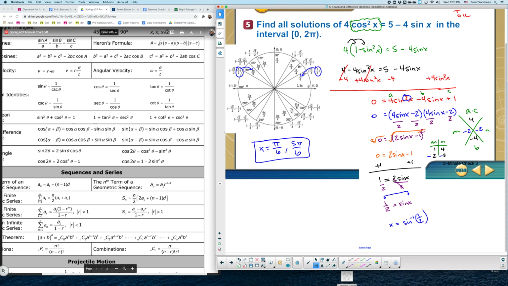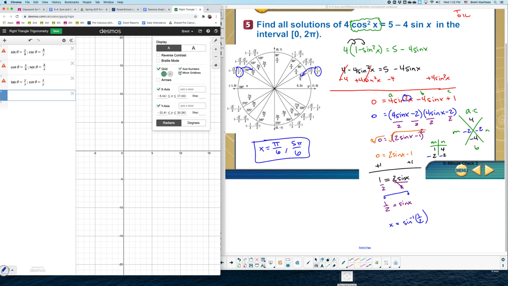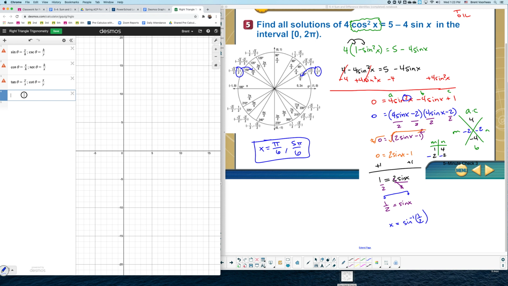Let's check and make sure our work is accurate. We can do that by graphing. And so I'm going to make sure I'm in radian mode here. Yeah, radian. Okay, so I'll type in the equation exactly as it was given, cosine squared x equals 5 minus 4 sine x.